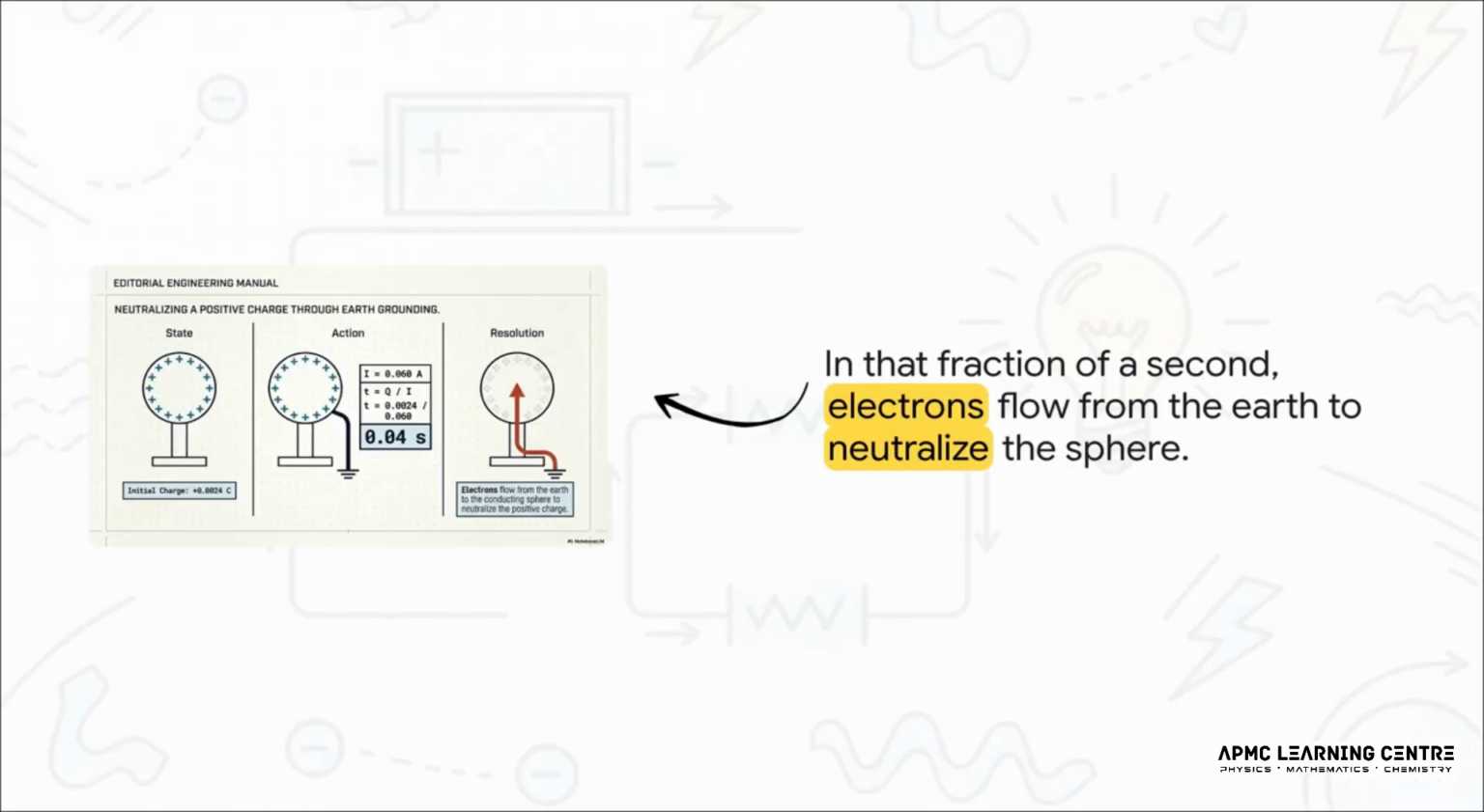So what's actually happening in that tiny fraction of a second? Well, that positive sphere is acting like a magnet for electrons. A huge stream of them rushes from the Earth, which is basically an endless supply, up the wire and onto the sphere until everything is perfectly balanced again. This is a perfect picture of that real electron flow in action.